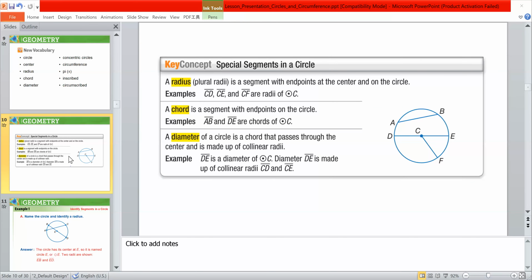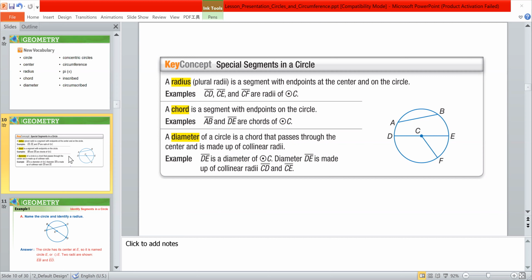Pay attention to the definitions. It may come as multiple choice or complete in the exam. First, the radius. Its plural is radii. So radius and radius and radius will be radii. It is a segment with the end point at the center and on the circle. It means the radius starts from the center to any point of the circle.